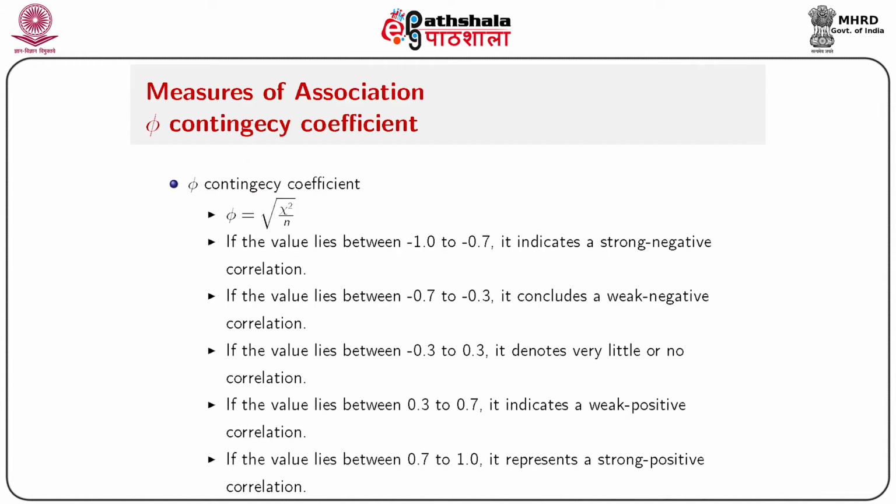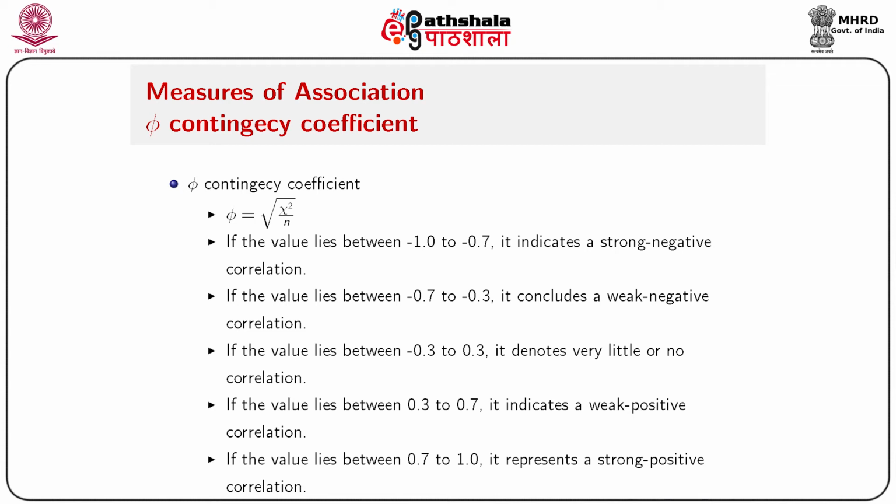So now we'll see how we can generate some measures of association in R. First, start with the phi contingency coefficient. The phi contingency coefficient is calculated as the square root of the chi-square value divided by n.